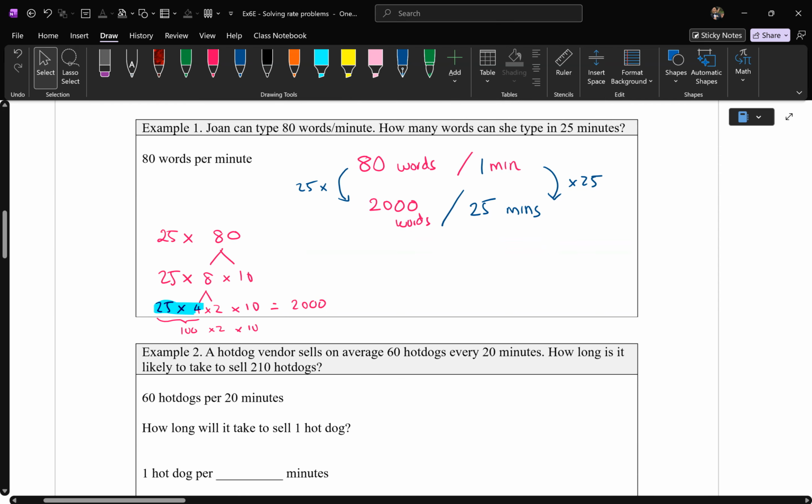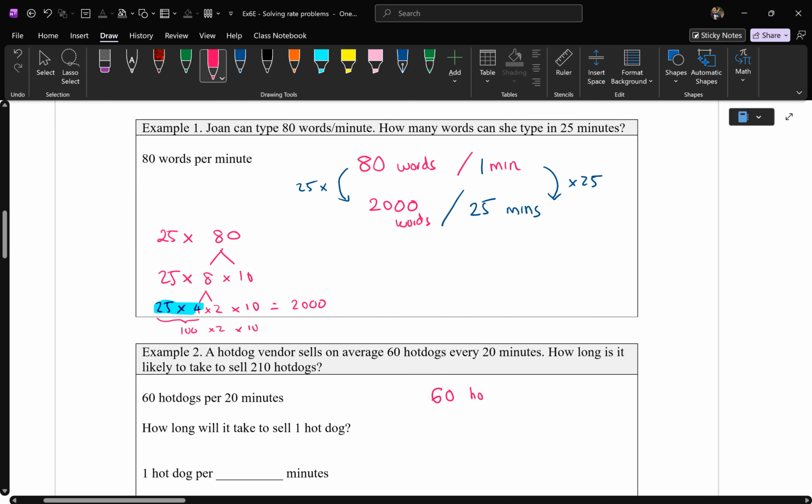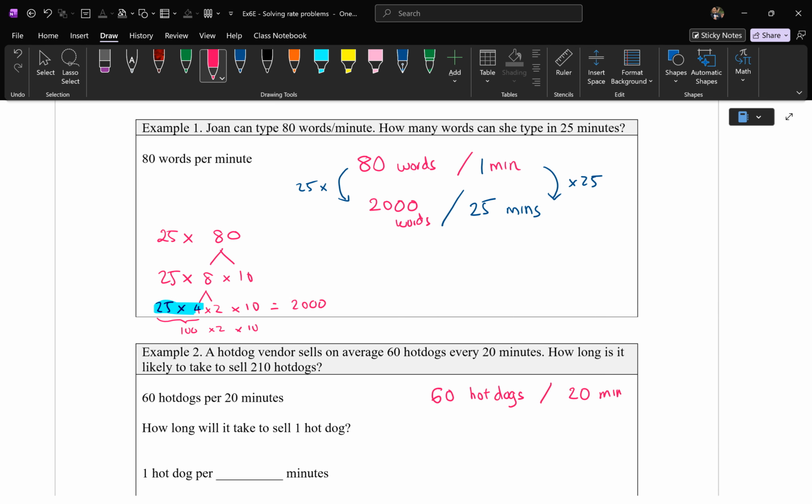Here's example 2. A hot dog vendor sells on average 60 hot dogs every 20 minutes. On average. Okay, so on average, every 20 minutes, they're selling about 60 hot dogs. So the rate is 60 hot dogs per 20 minutes. That's pretty good. Very good. Yes. So the question is, because he's so successful, the vendor is thinking, I want to sell 210, but I wonder how long I'd have to actually be there to sell 210.